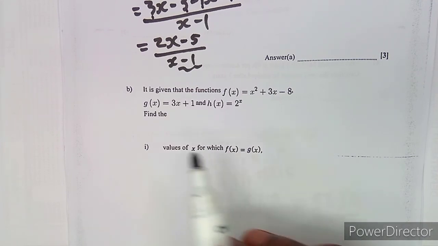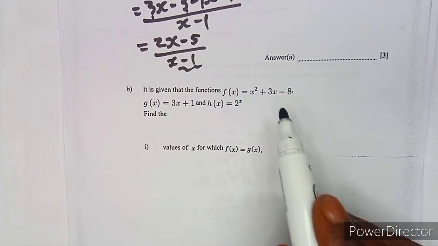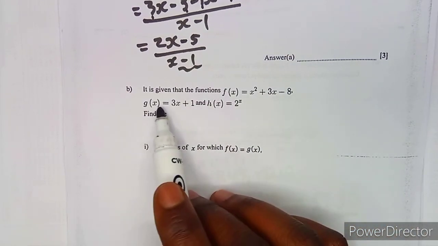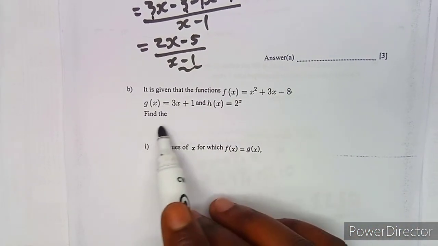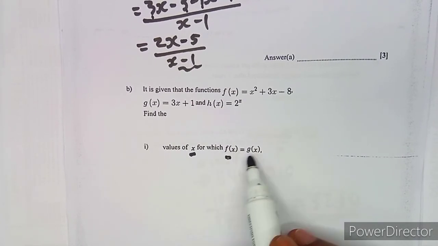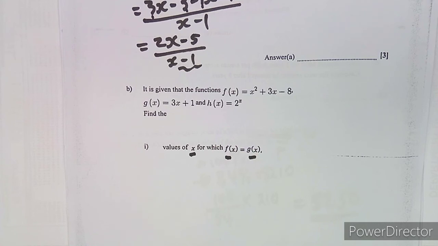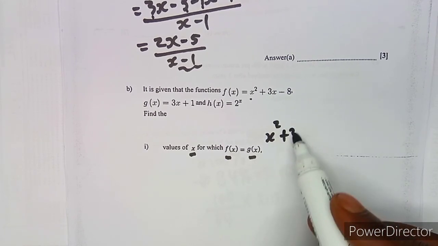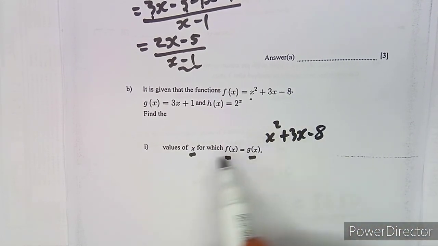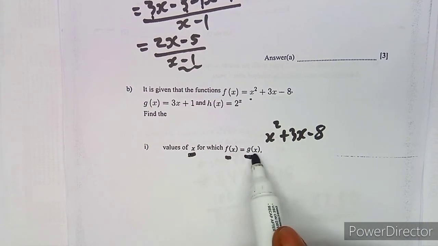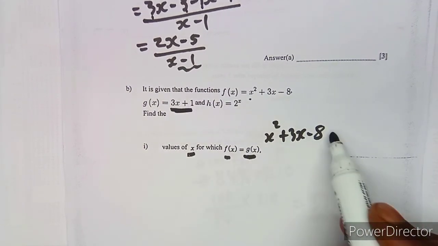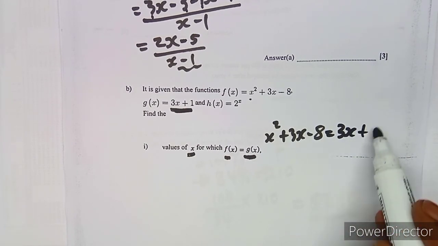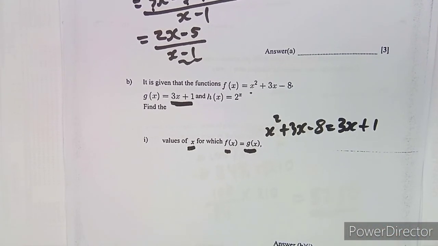Okay, then we are given two functions here: f of x, which is x squared plus 3x minus 8, g of x, and h of x. Find the values of x for which f of x is equal to g of x. Okay, so the consideration is that when these two are equal, f of x is x squared plus 3x minus 8. What are the values of x when it is equal to g of x, which is 3x plus 1? So you're supposed to equate the two.